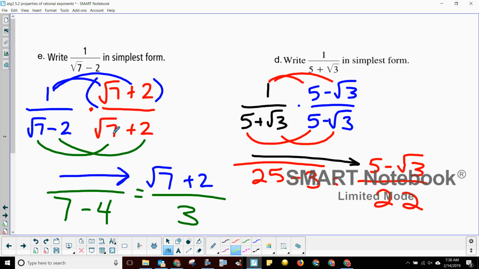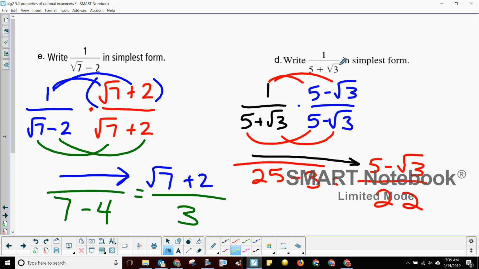Root 7 times root 7 is just going to be 7, because it'll be square root of 49, which is 7. And then negative 2 times 2 is negative 4. That just gives us 3 on bottom. Well, on top, we're just going to distribute, and I didn't even have to write anything here, because when you distribute a 1, you just get the same thing. So we did the same thing here.